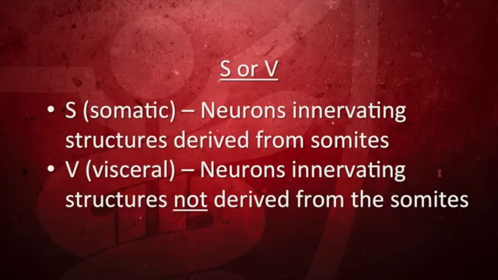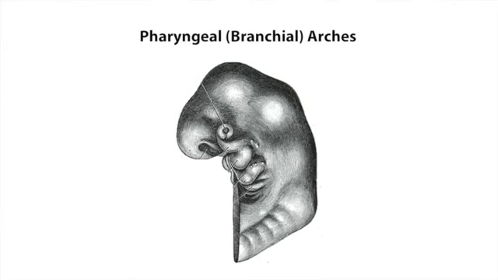Somatic refers to types of neurons innervating structures derived from somites, while visceral refers to types of neurons innervating structures not derived from somites, which includes organs, glands, and structures, including some voluntary muscles, derived from the branchial arches. During the 4th week of development, a series of 5 ridges called pharyngeal or branchial arches arise on the ventrolateral surface of the embryo. Each arch contains a cranial nerve that supplies the structures that develop from it.